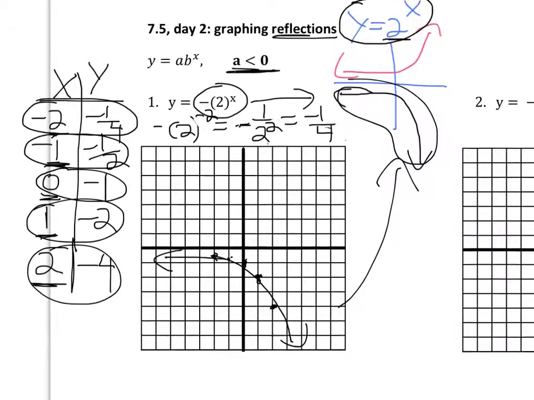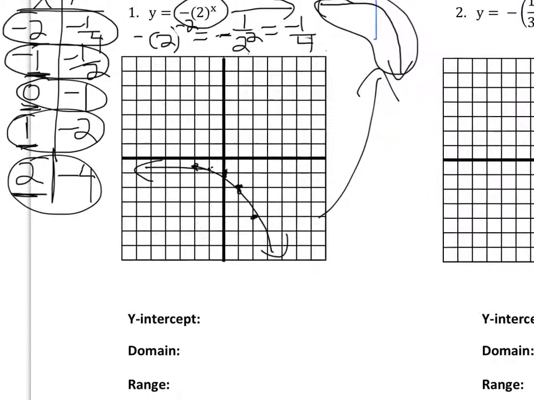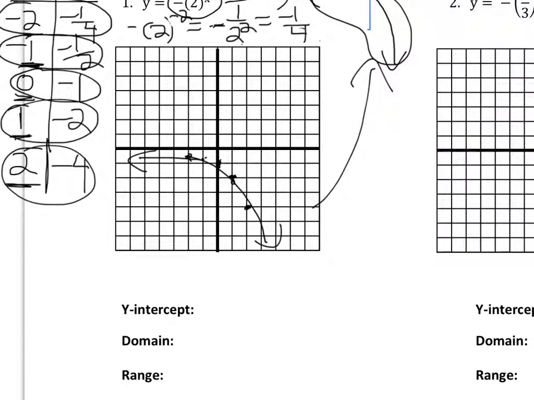Let's go right underneath here and fill out this information: the y-intercept, domain, and range. The y-intercept, I'll put this in blue, is right there, the 0, negative 1. Remember, the x value is always 0 at the y-intercept. The domain's going to be always the same. This goes forever to the left and forever to the right. So the domain is negative infinity to positive infinity.